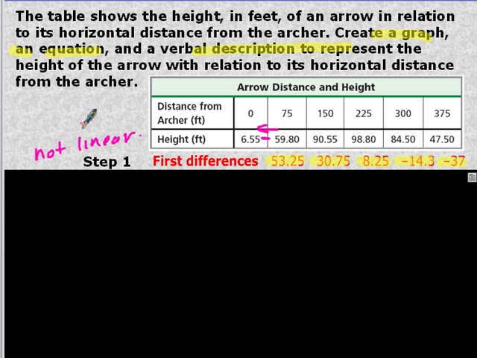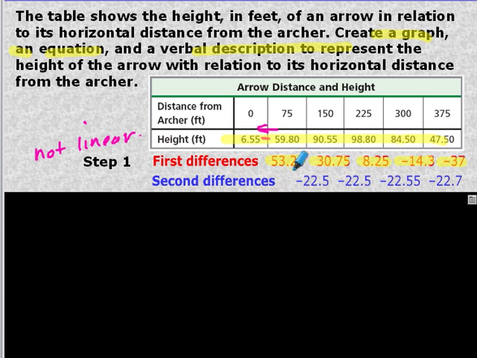So we're going to try second differences. What are second differences? Well, we're going to take our first differences and do the same thing we did with the height up here. So I'm going to subtract 53.25 from 30.75 to get negative 22.5. I'm going to subtract 30.75 from 8.25, and you can kind of see what's happening. If I subtract this from this, I get this. Subtract this from this, I get this. I actually have a constant second difference, so that means it's a quadratic type of function.